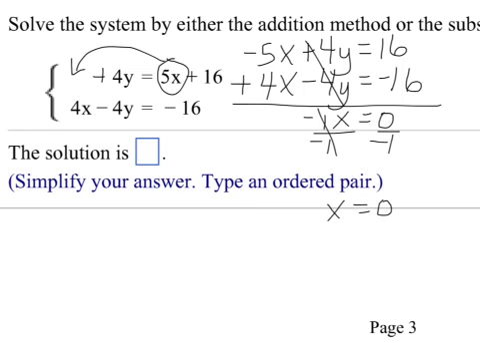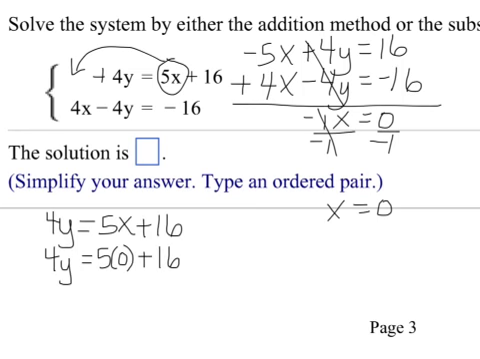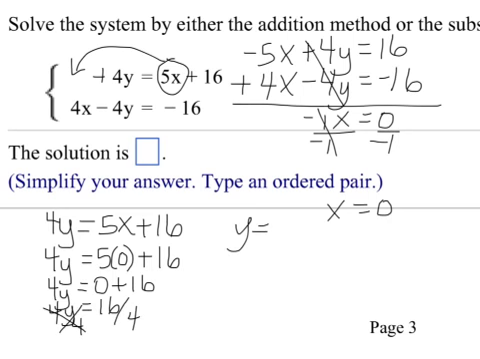Then we'll substitute that 0 in place of x and figure out y. So substituting 0 into my first equation for x, I've got 4y equals 5 times 0 plus 16. 5 times 0 is 0, and 0 plus 16 will be 16. Then I'll divide everything by 4, and so y equals 4. So the solution to this system is 0, 4.